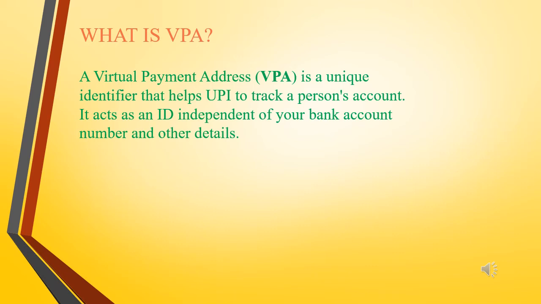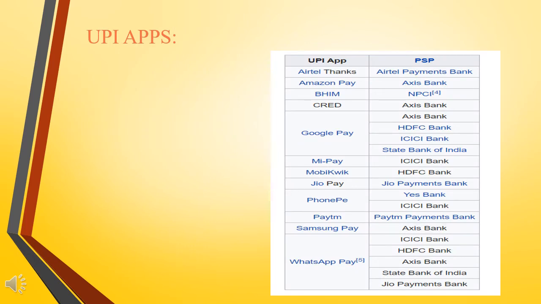VPA is something like an email ID, which is given to an individual using the UPI service to send or receive money. With UPI, fund transfers can be initiated without IFSC code or bank account number. So, VPA is essentially the only piece of information required for all transactions. These are a list of some UPI apps and their payment service providers.